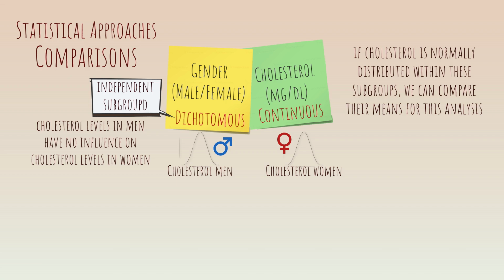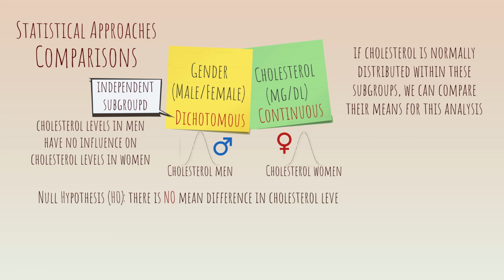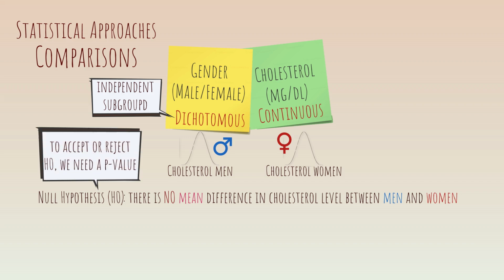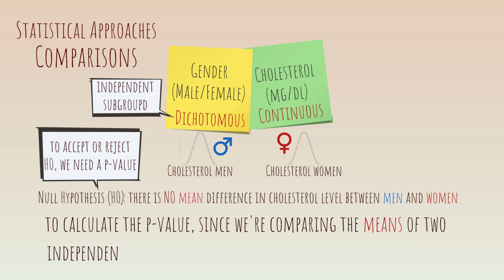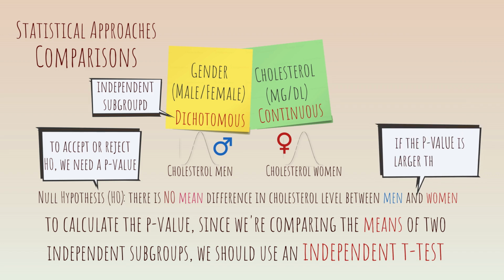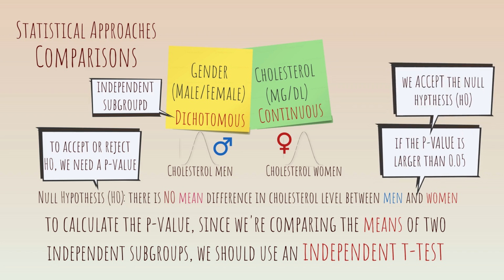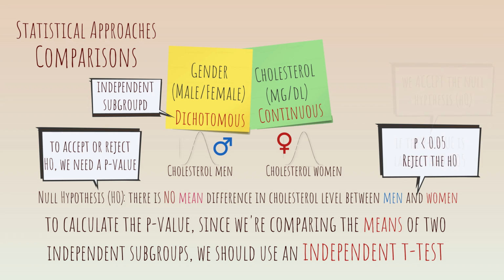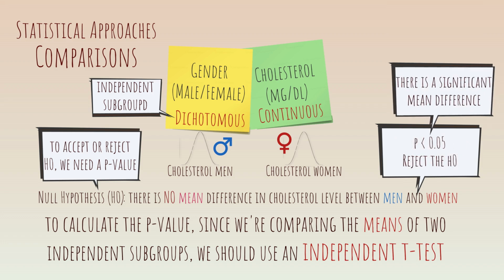The first thing we need is a null hypothesis, which states that there is no mean difference in cholesterol level between men and women. To accept or reject the null hypothesis, we need a p-value. To calculate the p-value, since we're comparing the means of two independent subgroups, we should use an independent t-test. If the p-value is larger than 0.05, we accept the null hypothesis. And if it's smaller than 0.05, we reject the null hypothesis.